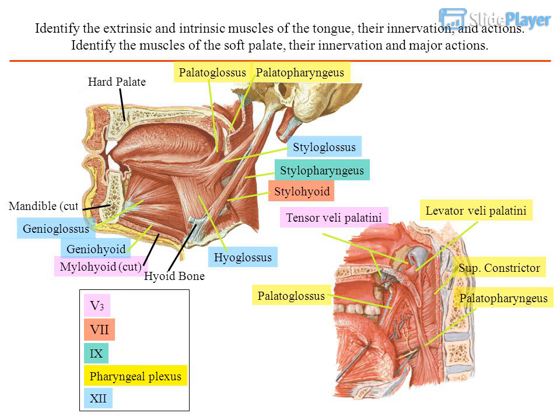Genioglossus. Geniohyoid. Hyoglossus. Mylohyoid, cut. Superior constrictor. Hyoid bone. Palatoglossus. V3. 9. 12. Pharyngeal plexus. 7. Palatopharyngeus.